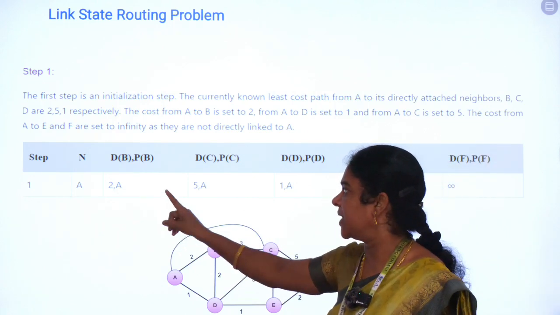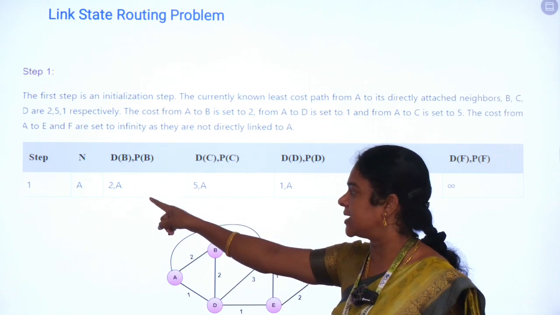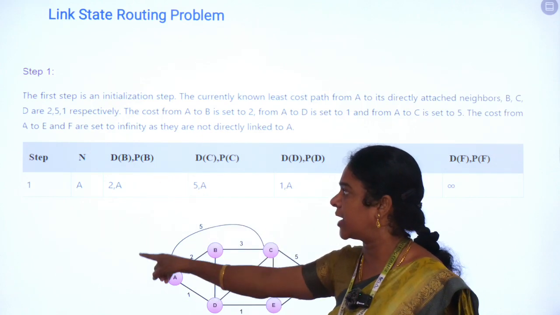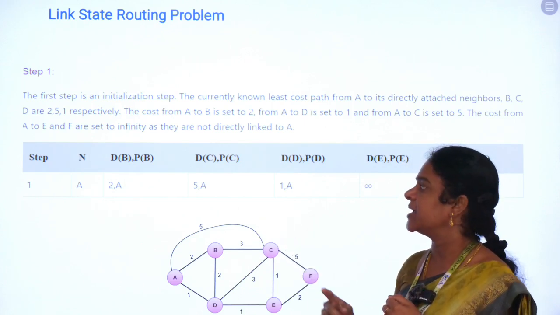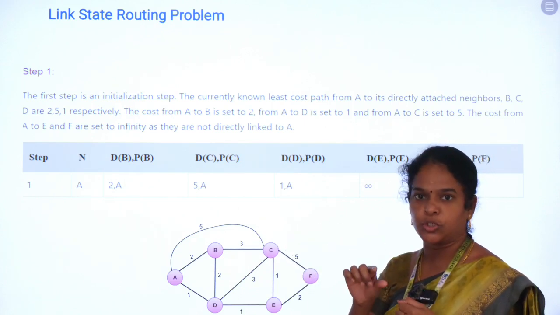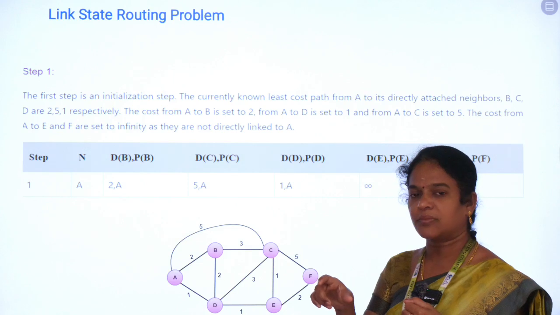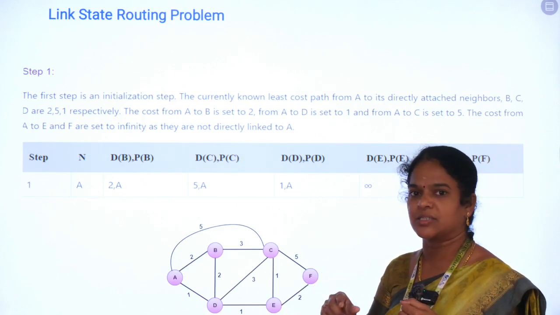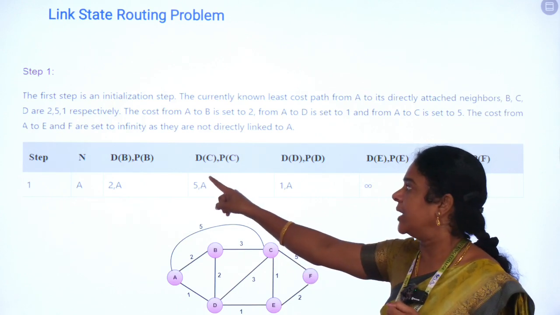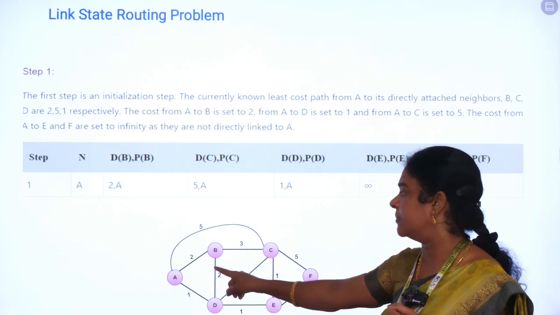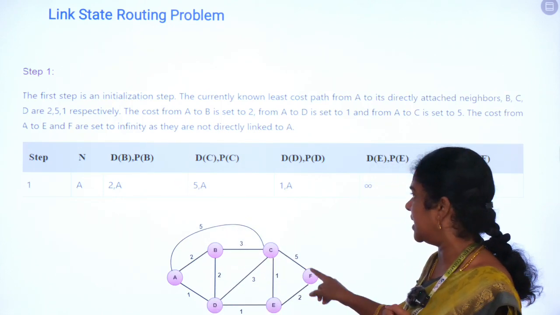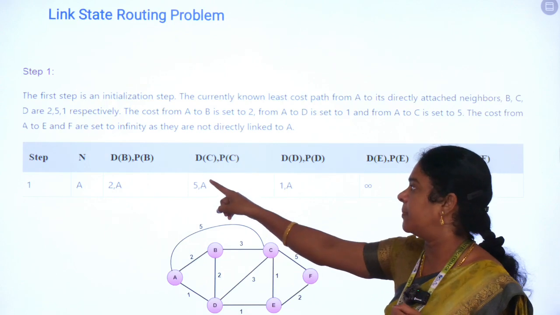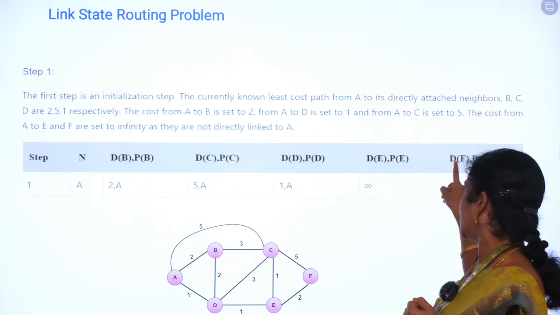So in the table, first you write the step, that is, how many steps. Second, you write the node, which is the source node, then the next least cost node, and so on. Next is D(B), P(B), because A is the source. For the remaining nodes B, C, D, E, F, you write D(B), P(B), and similarly for C, D, E and F.